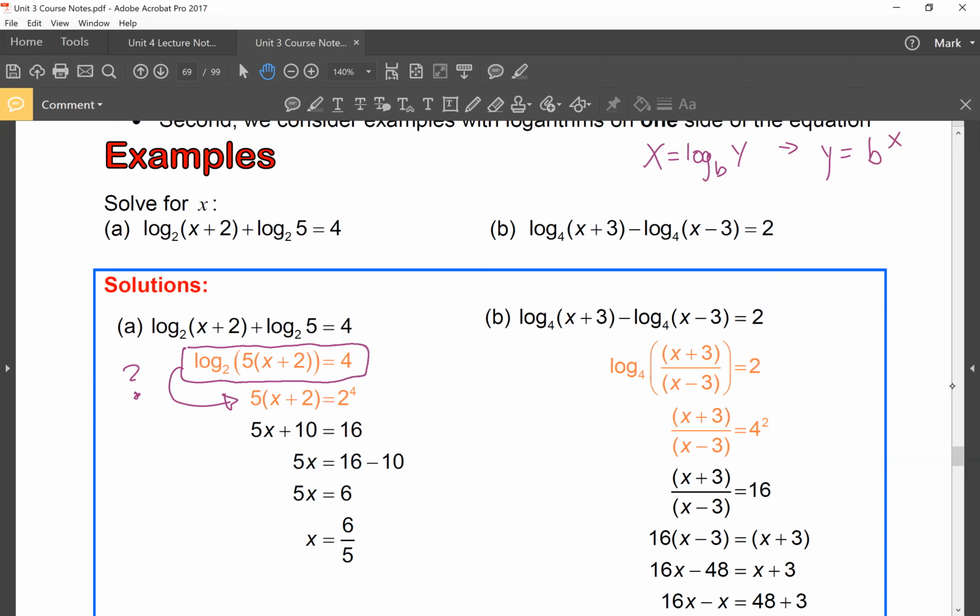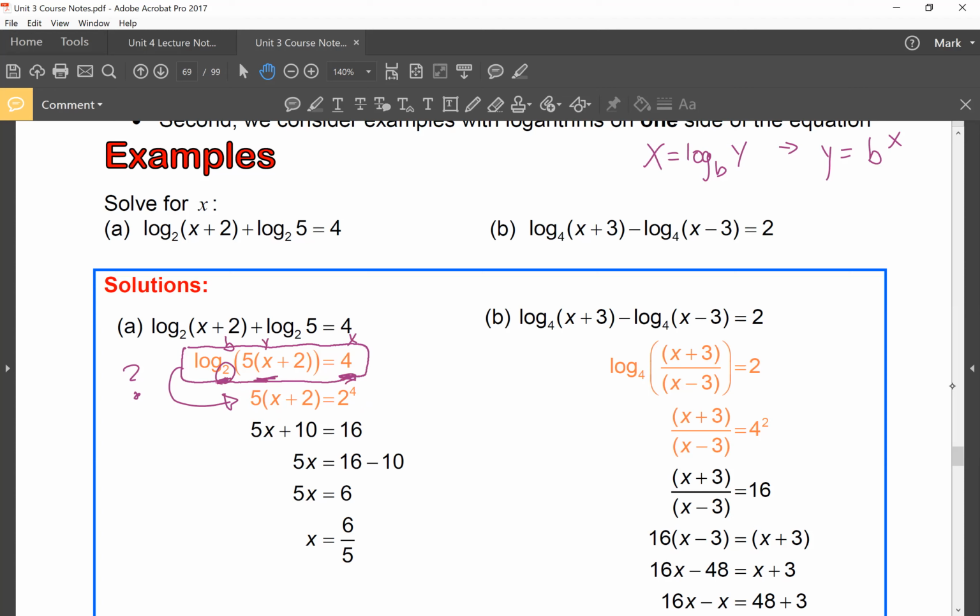So there's no log to cancel from both sides. So what I'm going to do is say, okay, well, this becomes log base b of x equals y. So b, y, x. There we go. I kind of got it in there. So when I rewrite that, it becomes 5(x plus 2) equals b to the power of y. So 2 to the power of 4.